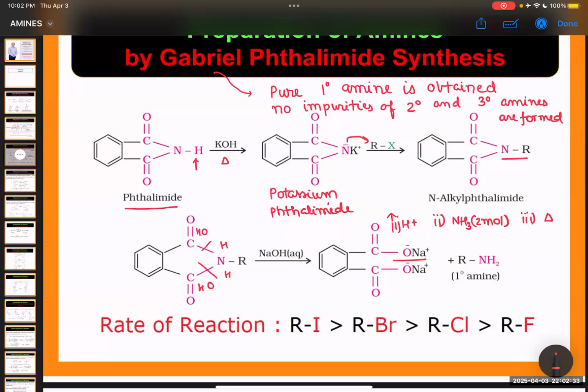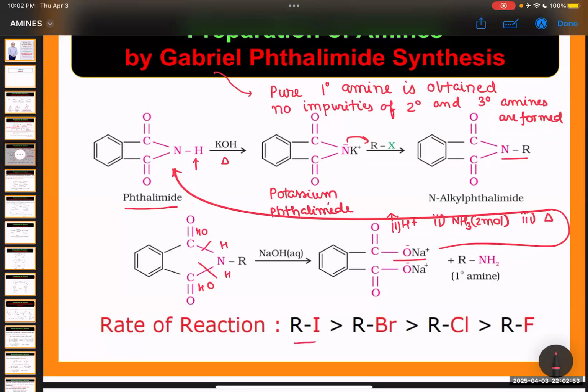so you get that phthalimide. So from this you can get back to your phthalimide. Also you can recycle it and use it again and again in the process. Got it?